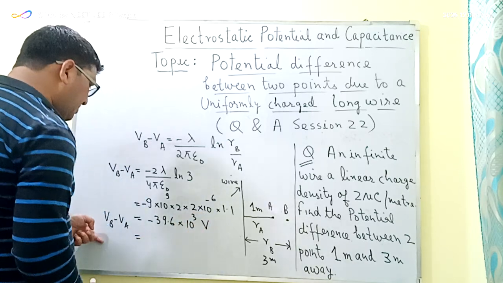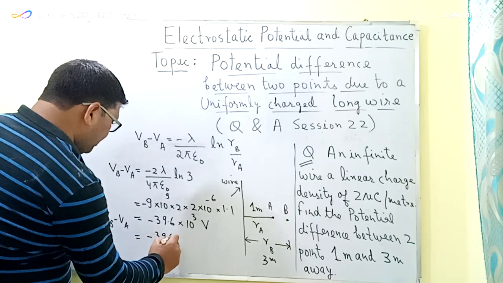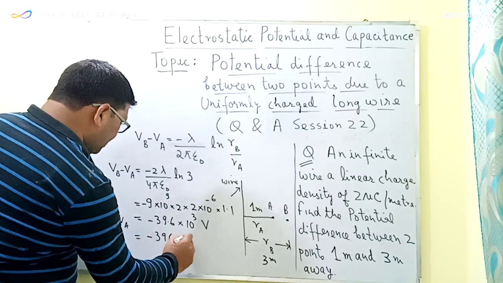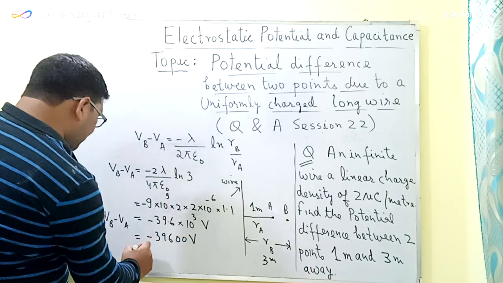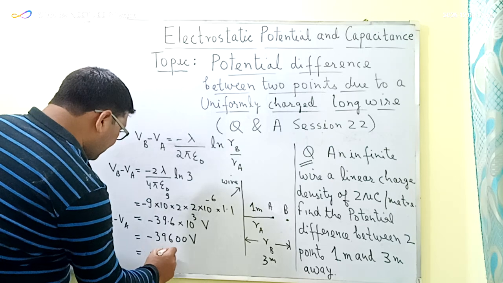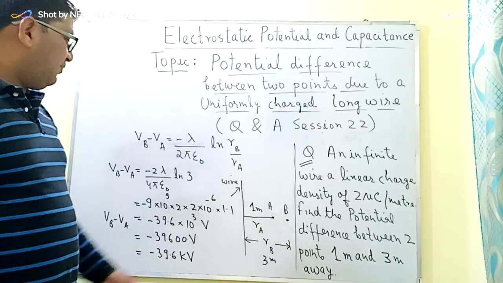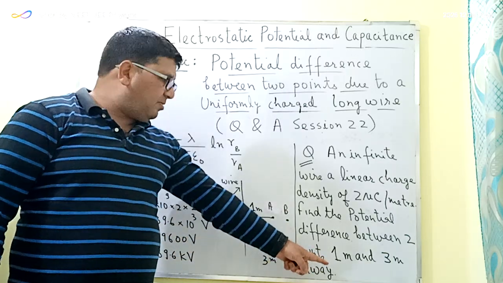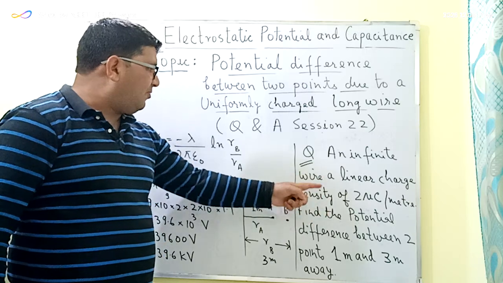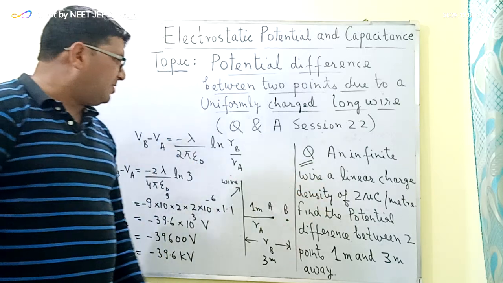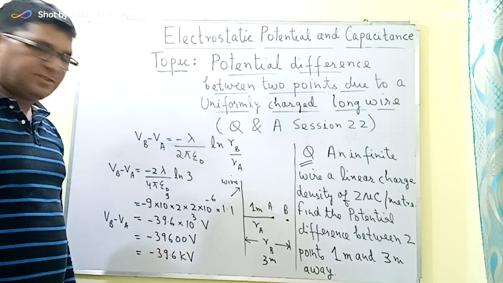This can be further written as minus 39,600 volts, or simply this can also be written as minus 39.6 kilovolt. So the potential difference between the 2 points which are 1 meter and 3 meter away from this infinitely long wire of linear charge density 2 microcoulomb per meter is equal to minus 39.6 kilovolt or 39,600 volts.